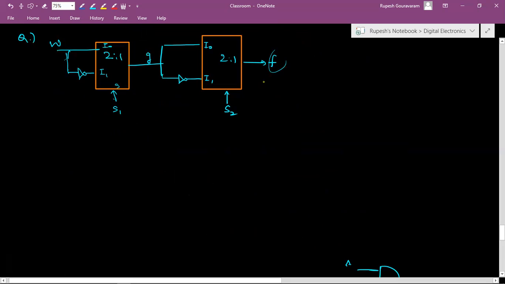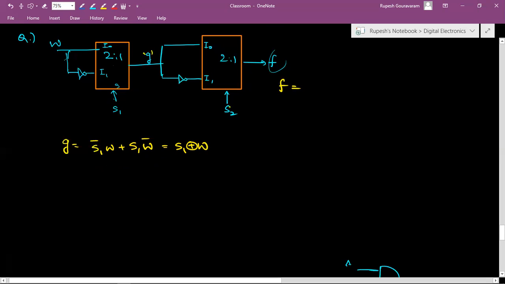Here we need the function f. To find f, we have s2 and we need to know what g is. So to find g, let us write the output of this first mux. What is g? g is s1 dash into w plus s1 into w dash. That is s1 XOR with w. That is g.